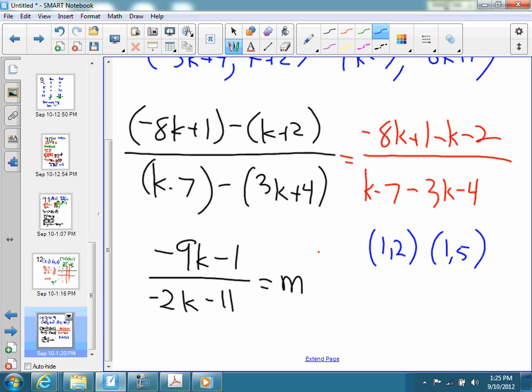Okay. So the slope of this line would be 5 minus 2 over 1 minus 1. And alarm bells are ringing. I have a problem. I have 3 over 0. Slope is undefined. What am I going to do? What am I going to do?